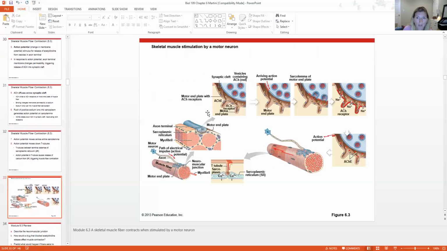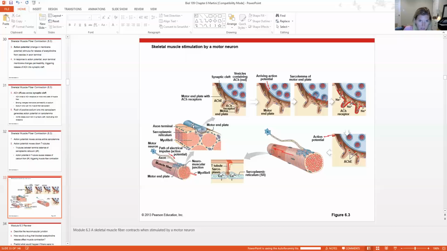Here's the whole thing. It might make more sense when you see it visually. Some of you are visual learners, and I strongly encourage you to go out onto YouTube and look for videos of action potentials. Type in neuromuscular junction, and you will find a ton showing you what exactly is happening here. So here's our motor neuron. It's hovering just above our muscle fiber. It's not actually touching the muscle fiber. It's hovering there. And what you see is this motor end plate.